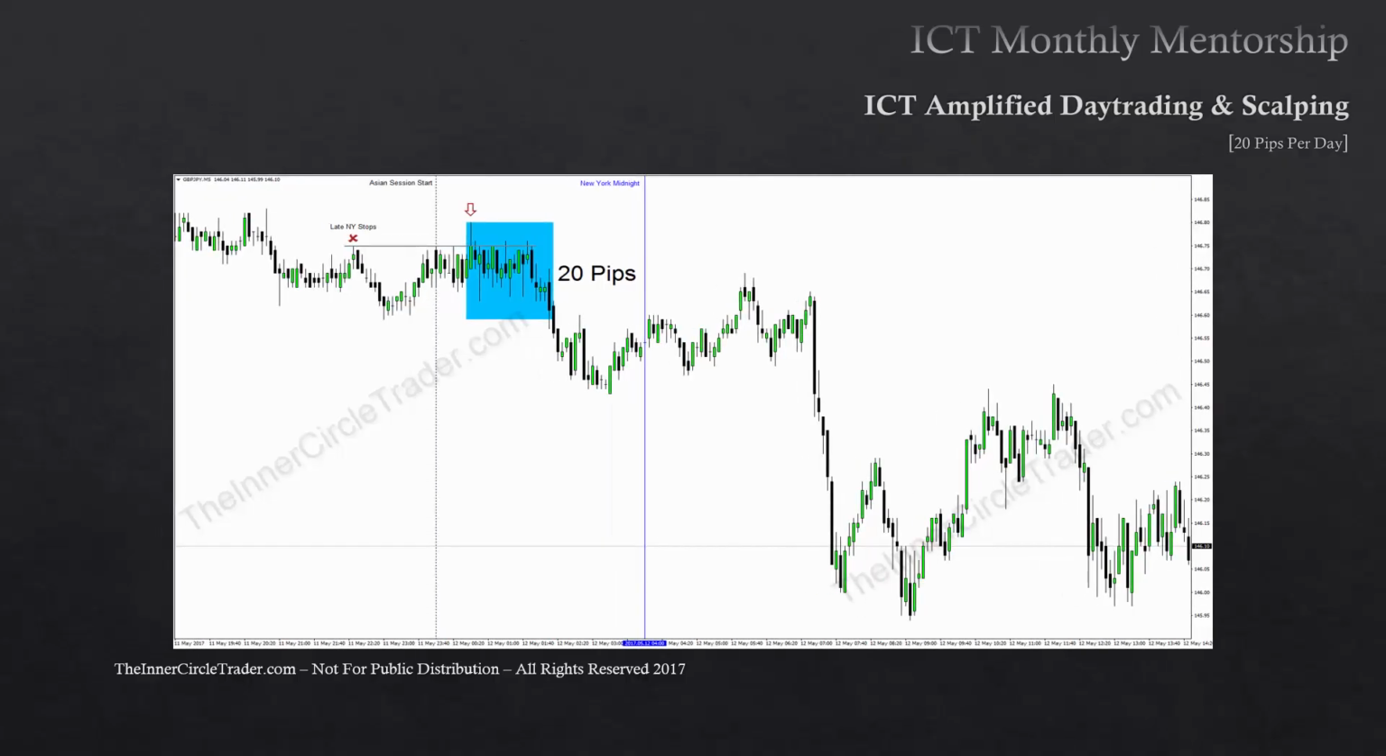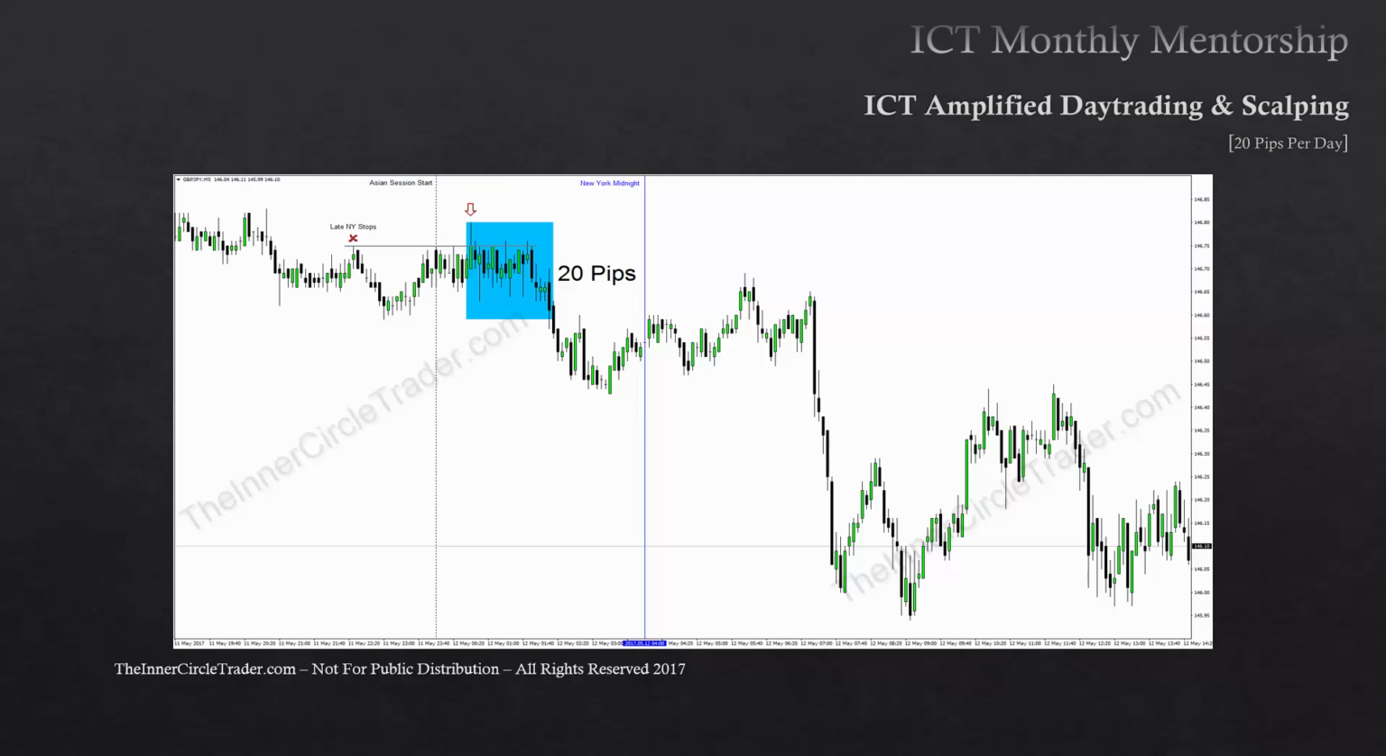So what does it look like? Well, we have here an example of it. As indicated in the chart here, you can see that there is a short-term high formed prior to the Asian session start, and that short-term high is going to have a very small pocket of stops resting above it. And it's delineated here by late New York stops.